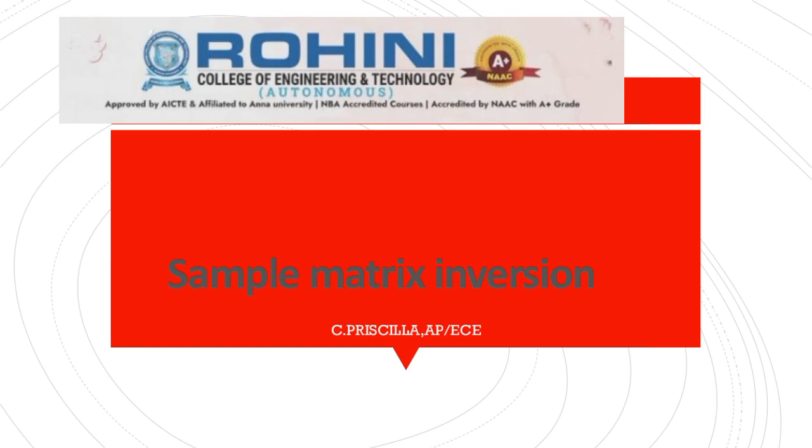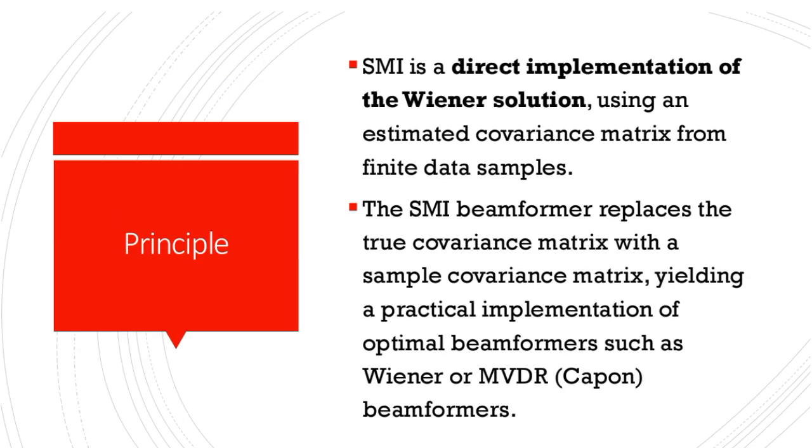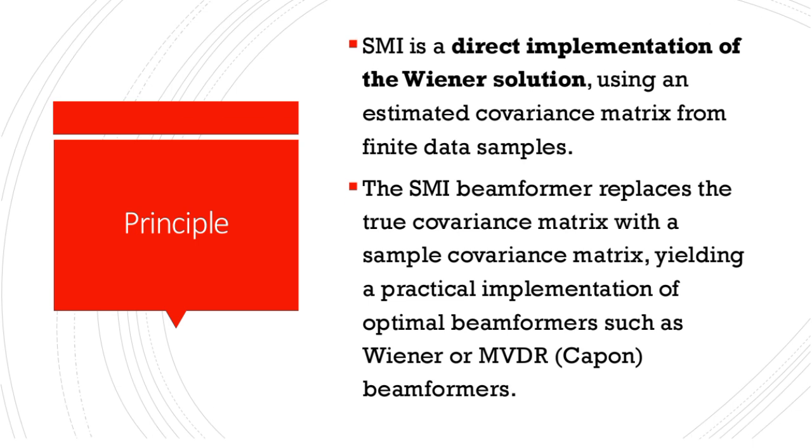Dear students, now we are going to discuss sample matrix inversion. This is also one of the techniques in adaptive beamforming. Now see here, the sample matrix inversion is a direct implementation of the Wiener solution using an estimated covariance matrix from finite data samples.